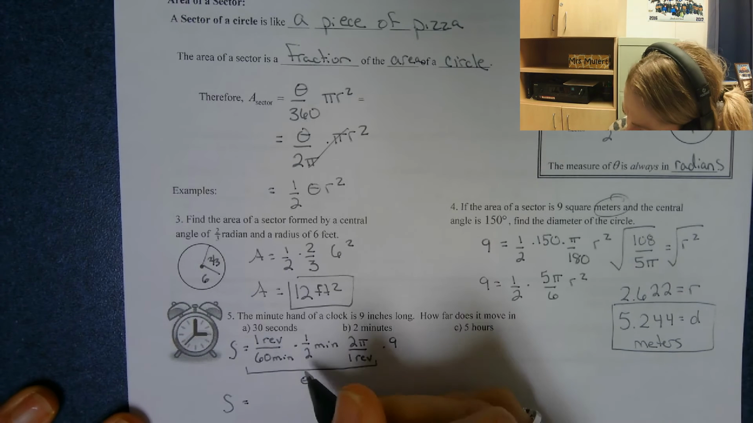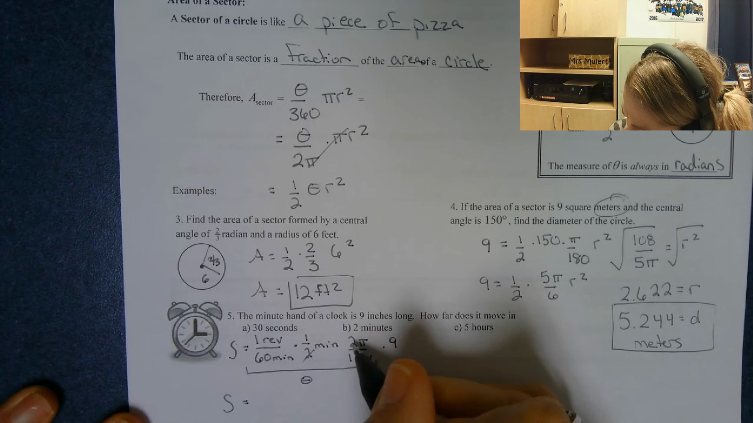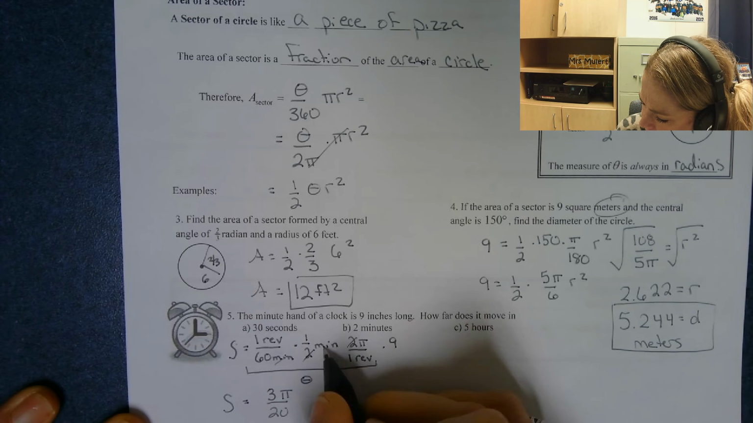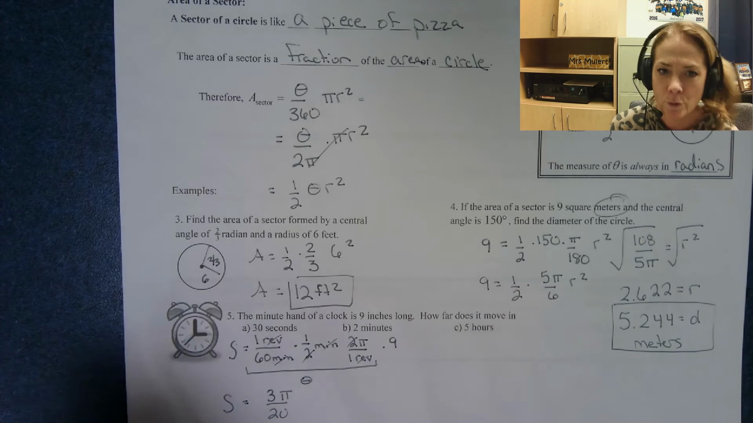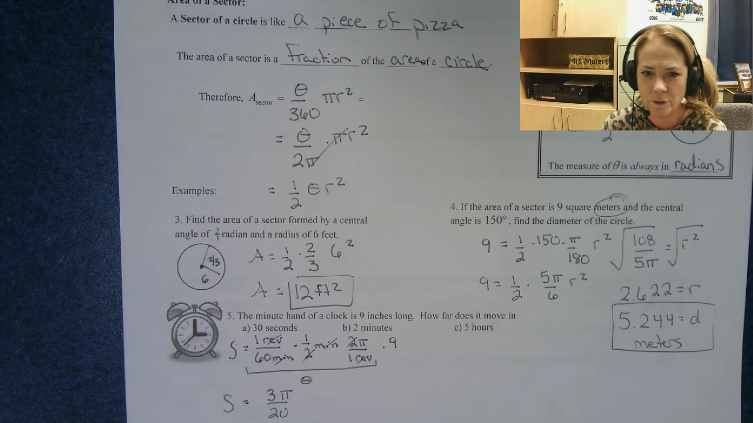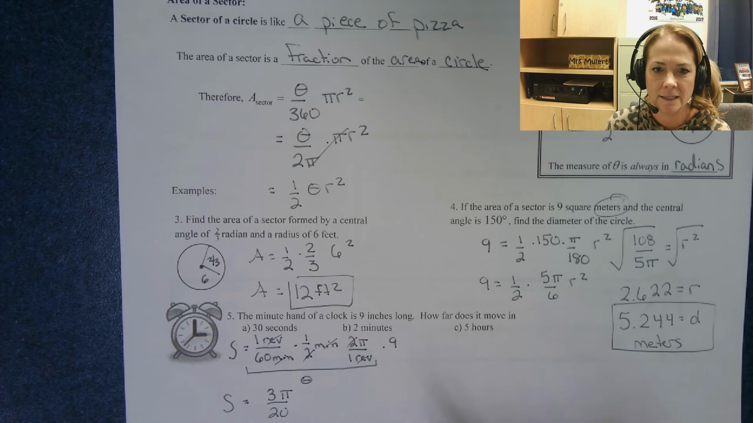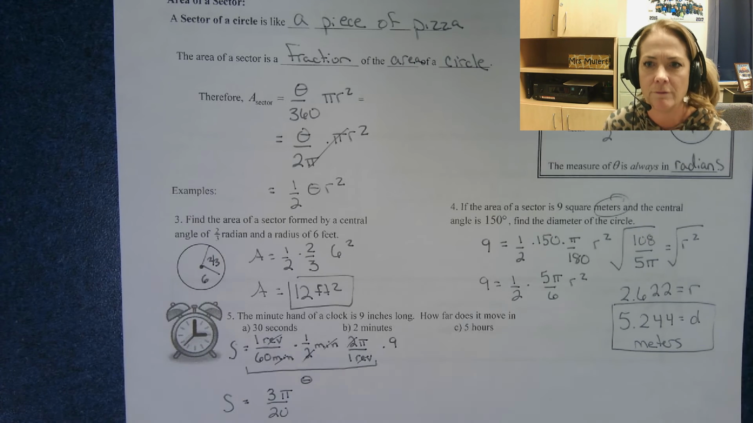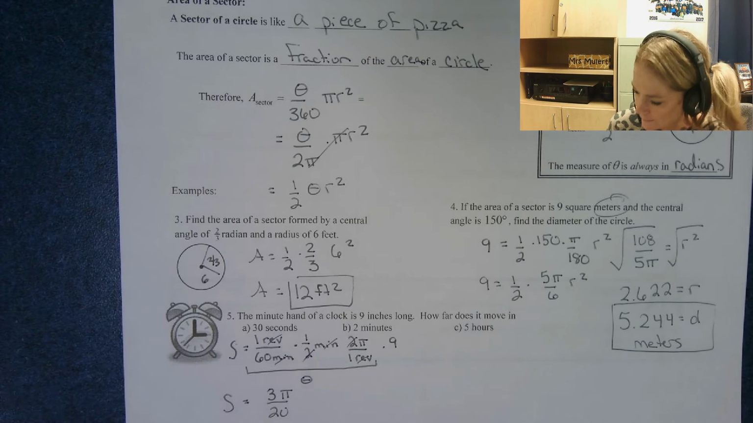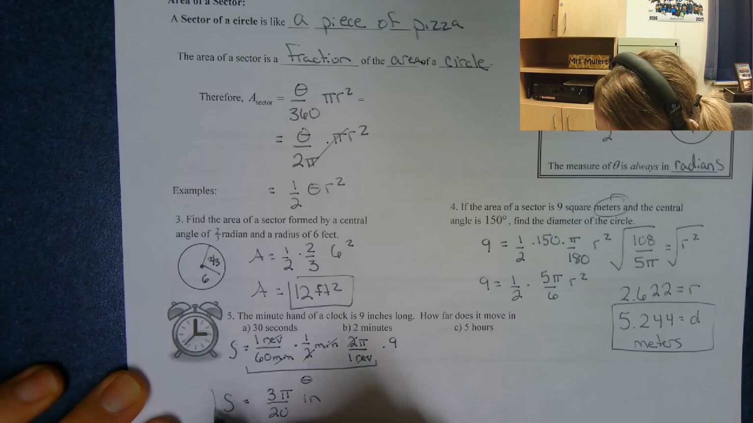Anyway, so let's see. Those cancel. Looks like I'm going to end up with 3 pi over 20 minutes, revolutions. Radians aren't really a unit per se, so they don't factor into dimensional analysis. So you don't have to write radians there. They're unitless, if you will. Revolutions do, but radians do not. All right, so there we are, and these are what, inches? Okay, so there's the first one.